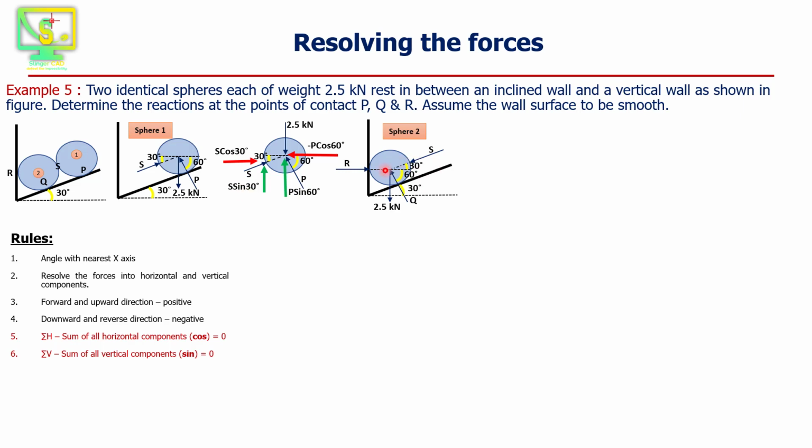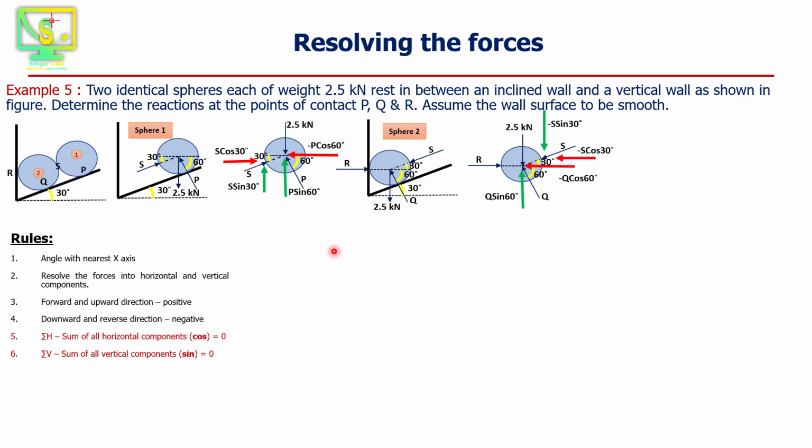Now resolve all the forces in sphere 2. If we resolve this, we get R, 2.5 kN, and if we resolve this Q, we can get Q sin 60 and minus Q cos 60. For S, we get minus S cos 30 and minus S sin 30.